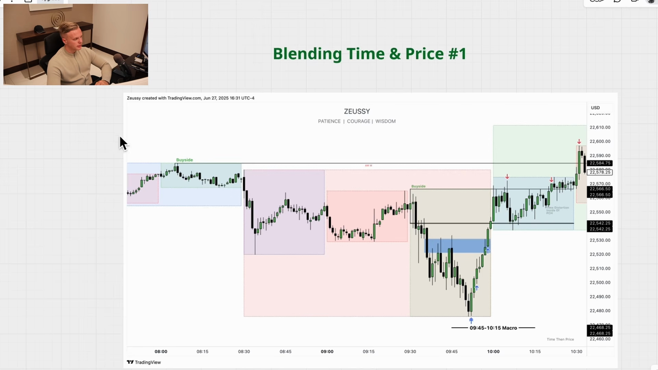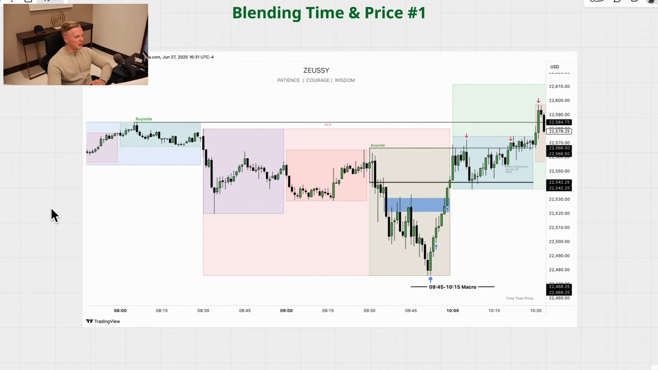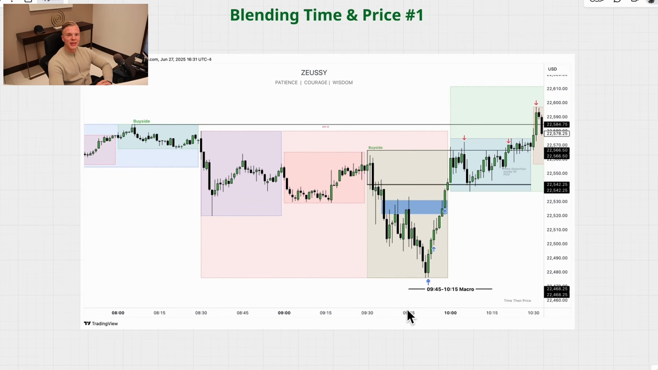AMD. Now let us zoom into the 15-second chart, because I know that some of you are probably like, okay, all fun and games, tell me how to end that low. Tell me how you're able to recognize the low is forming right now.